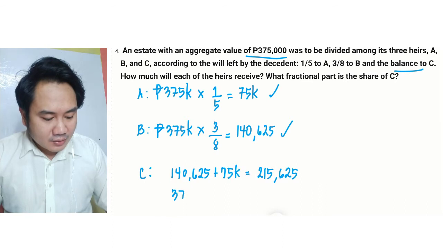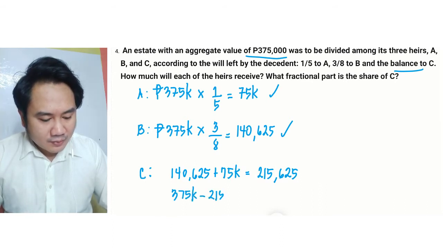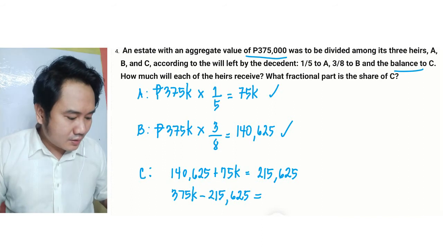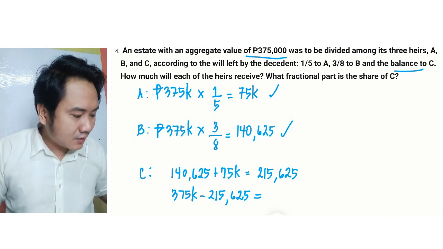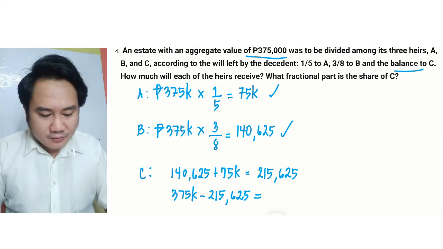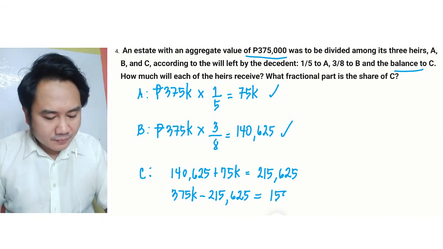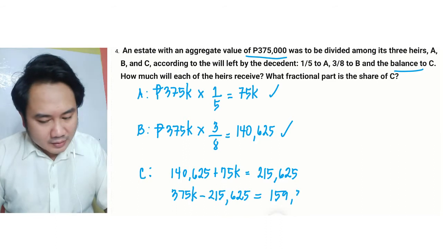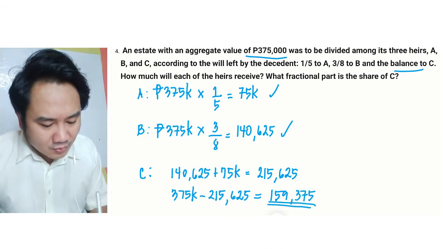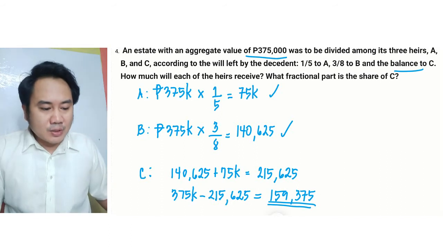375,000. 375,000 minus 215,625. And the result is 159,375. Ito yung share na mapupunta kay C.